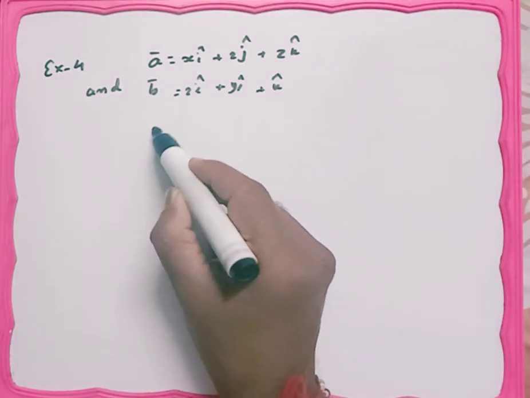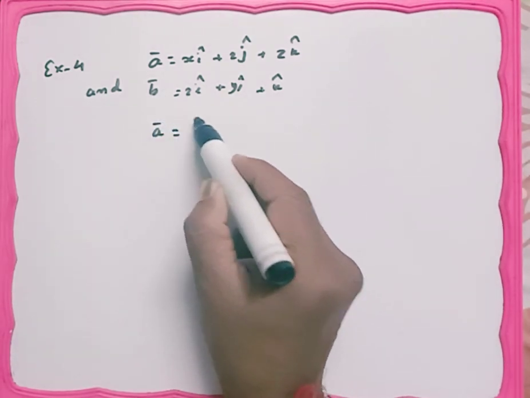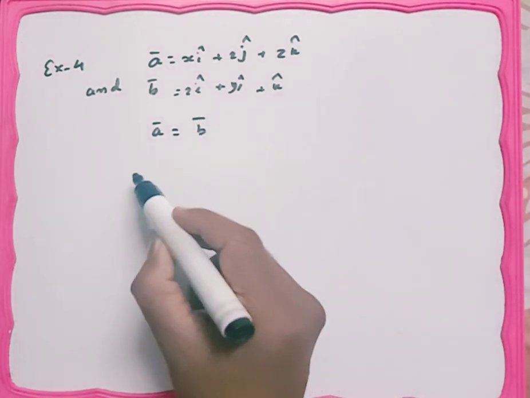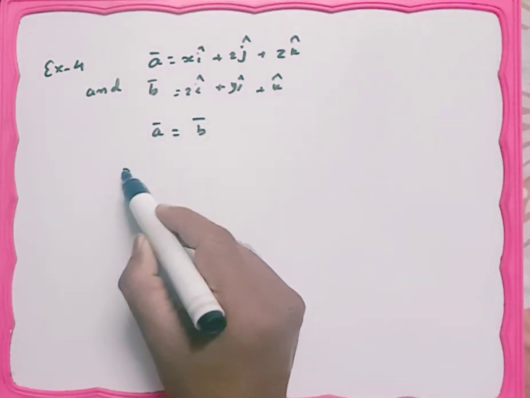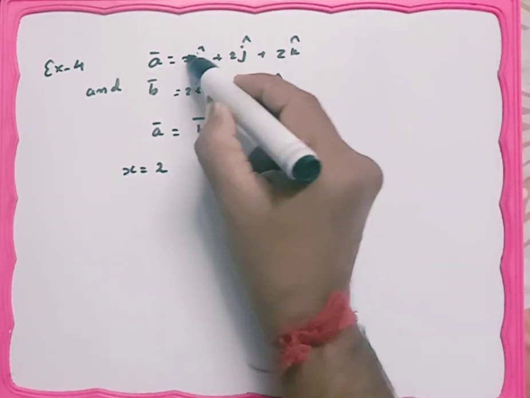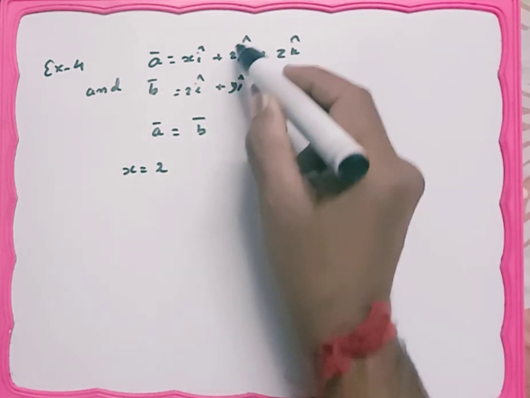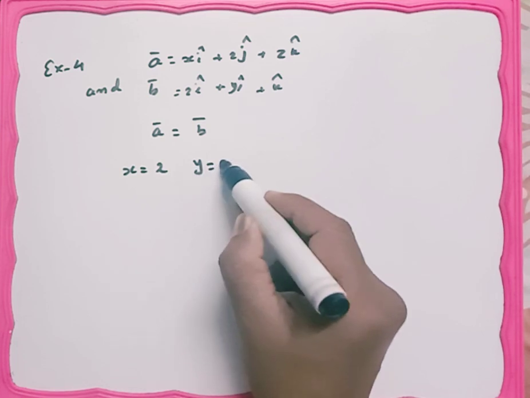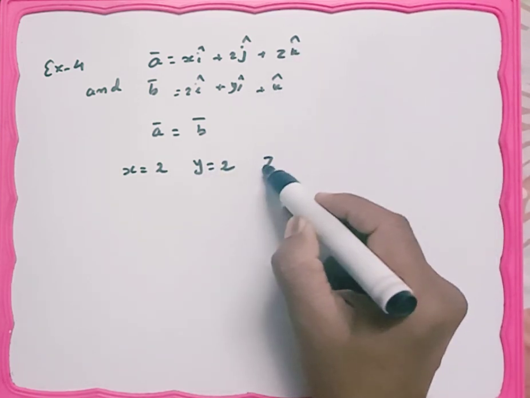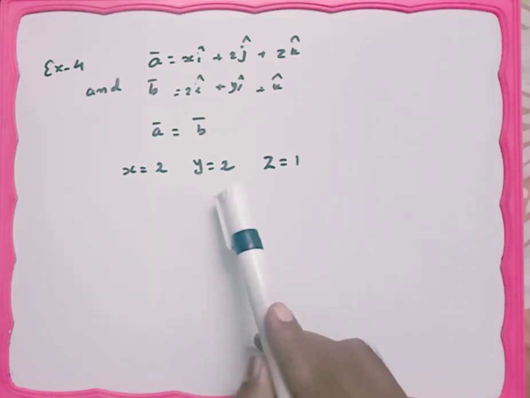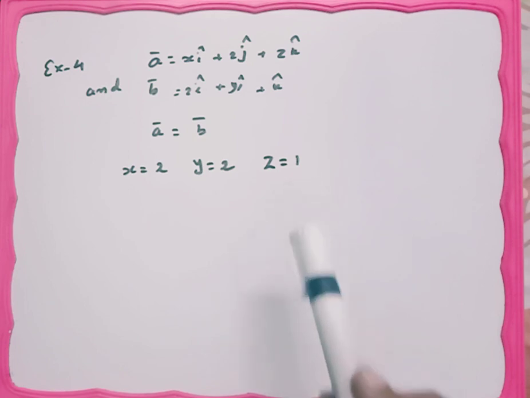So we know that a bar vector is equal to b bar vector if and only if its component scalars are equal. That means x is equal to 2, y compared here is equal to 2 and z is equal to 1. Then we have x equals 2, y equals 2, z equals 1.